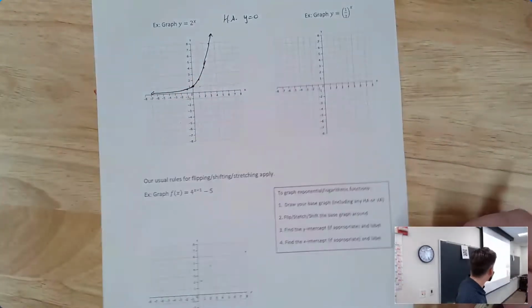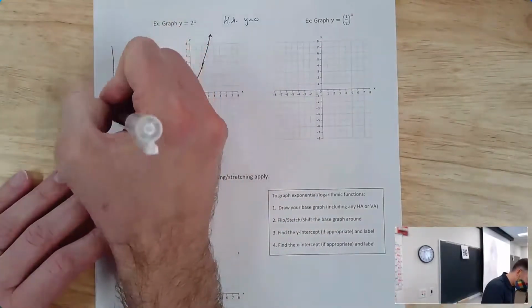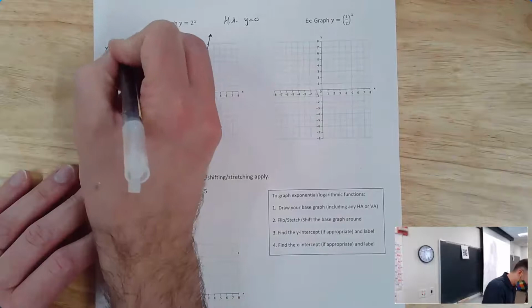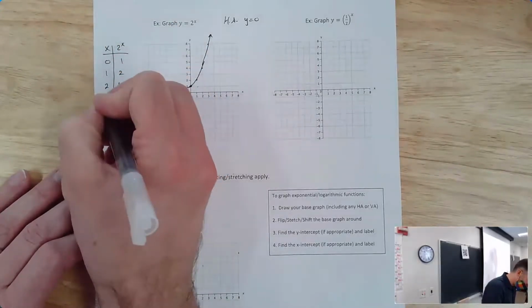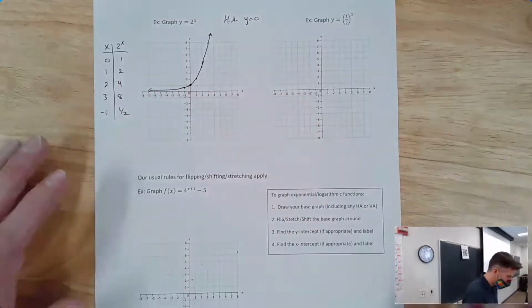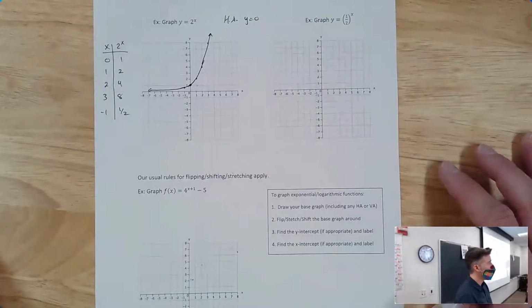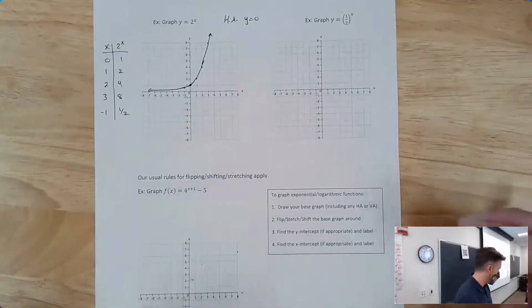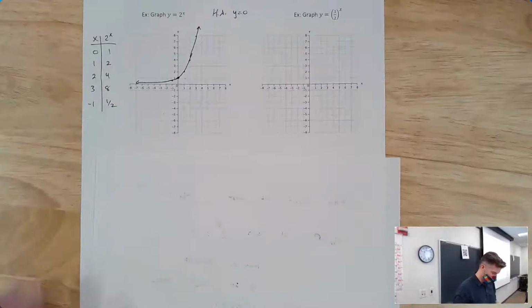There's my y equals 2 to the x. Yes, I plotted some points: (0, 1), (1, 2), (2, 4), (3, 8), and (-1, 1/2). Those are the points I thought about graphing when I was graphing this thing. But what I'm saying is, if you were graphing this on your own, here's what I want to see when you graph something like this on your own.